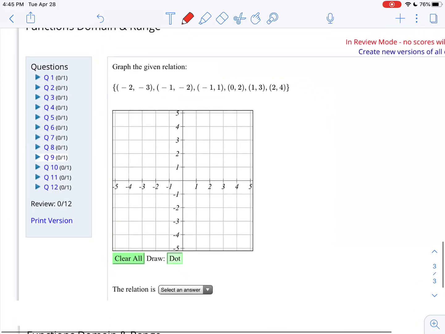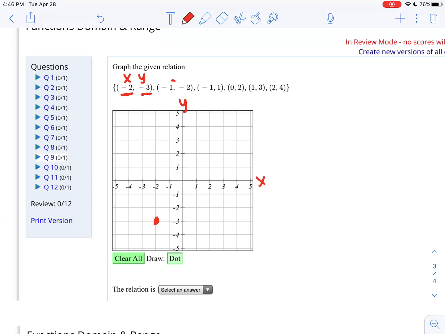So we have two more. This one says graph the given relation. Okay, so remember this is x and this is y. This is my x line and this is my y, x-axis and y-axis. So this tells me go left 2, down 3. Left 2, down 3. This tells me left 1, down 2.